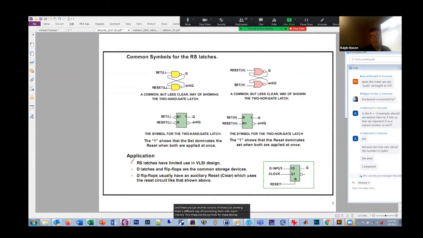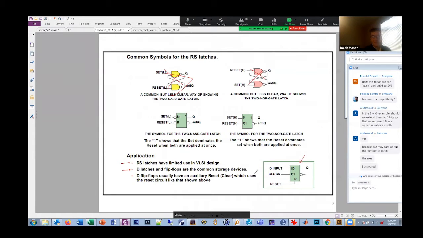Now, it turns out that RS latches have very limited use in VLSI. D latches and D flip-flops are the more common storage. So we almost never use these things, okay? Kind of an extra there. Yeah, they exist, but we never use them. We always use these, and we've talked about this a lot. We use D latches and D inputs because they're easier to design and easier to use, okay?